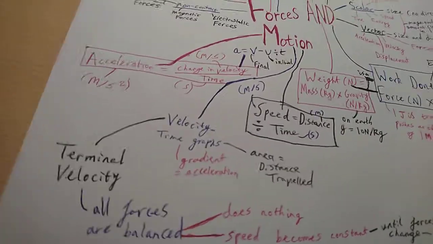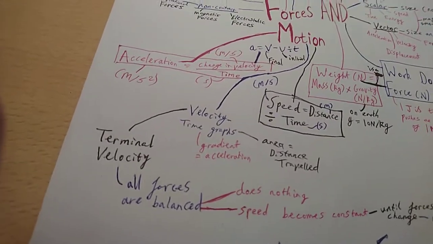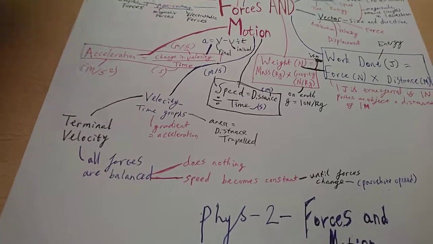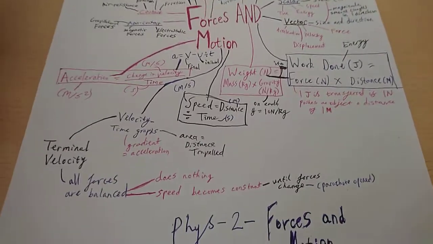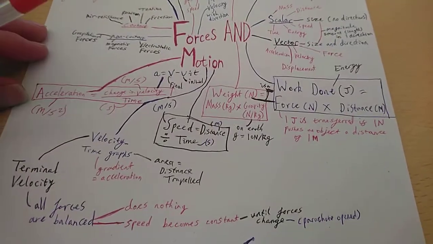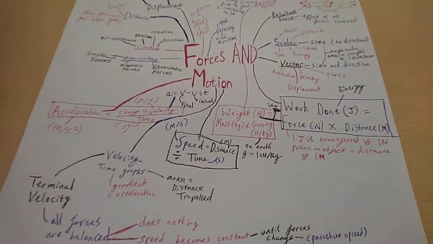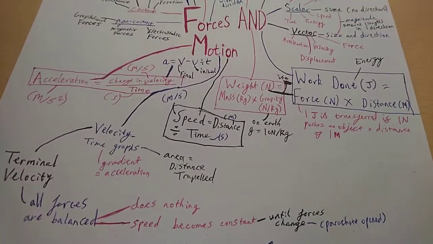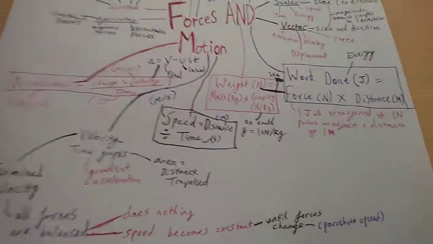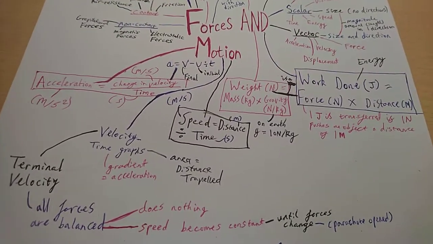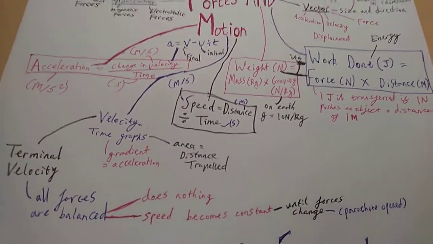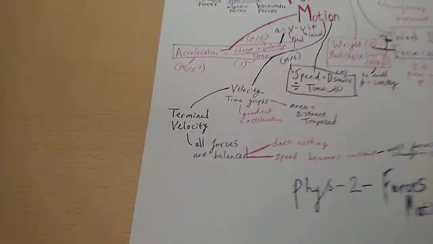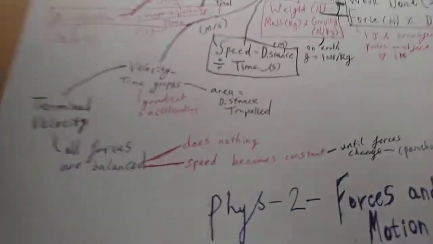Another important thing about velocity is terminal velocity. That's when all forces are balanced. When all forces on an object are balanced, it either does nothing or the speed becomes constant until forces change. For example, when a parachutist is parachuting, when the parachute is open, the forces change again to add more air resistance due to the increased surface area. Yes, just checked it and I'm right.